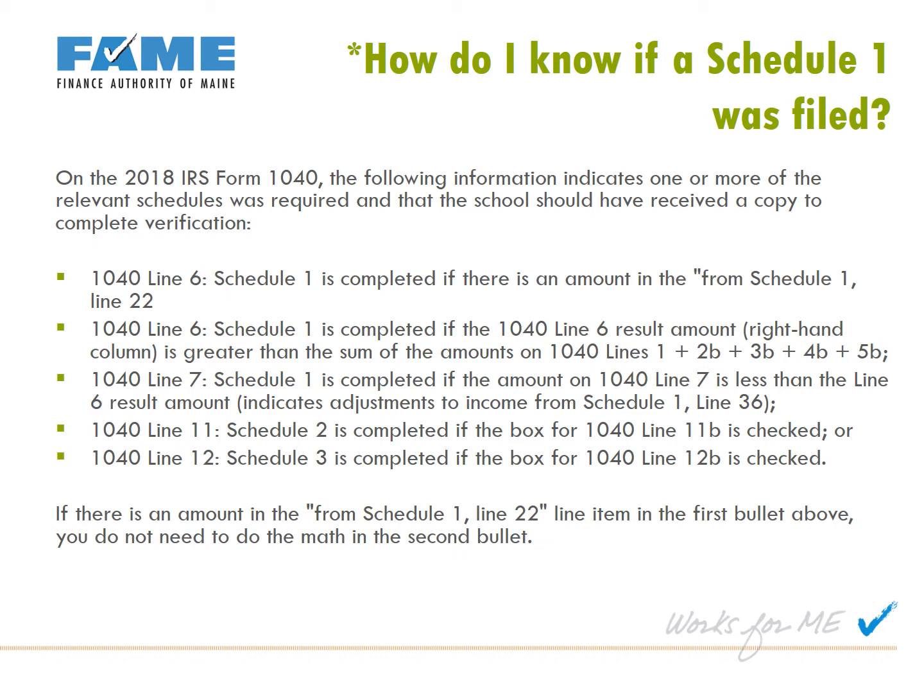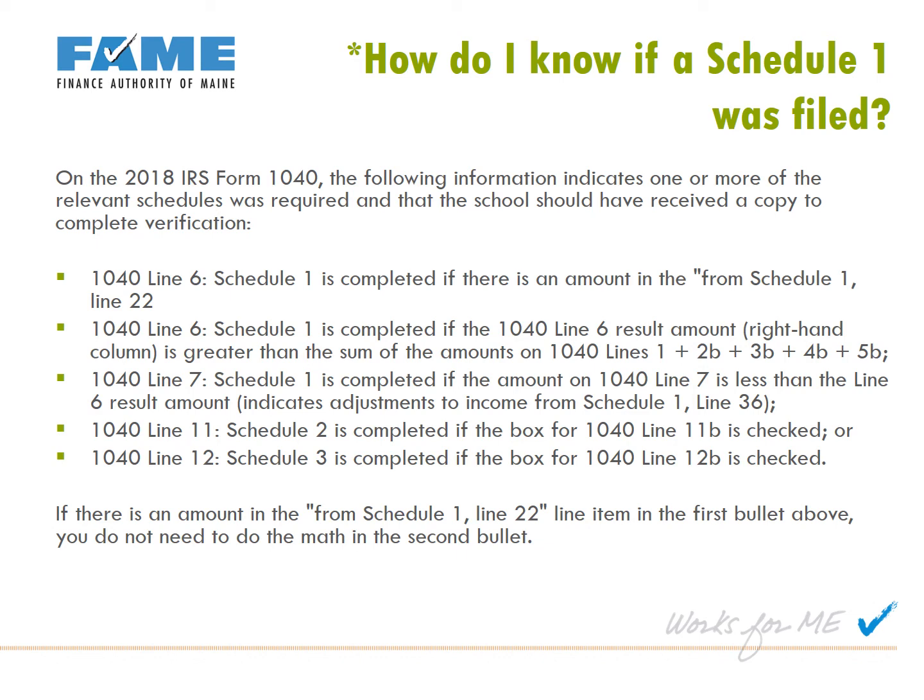Also, maybe they didn't fill in that amount on line 6, but if you add lines 1 through 5 together, and they're less than what's on line 6, they filed a Schedule 1. So this is a way to just realize if a Schedule 1 has been filed. They filed a Schedule 2 or 3. There's a checkbox on 11B or 12B. I'm going to show you that, where you can see if a Schedule 2 was filed.